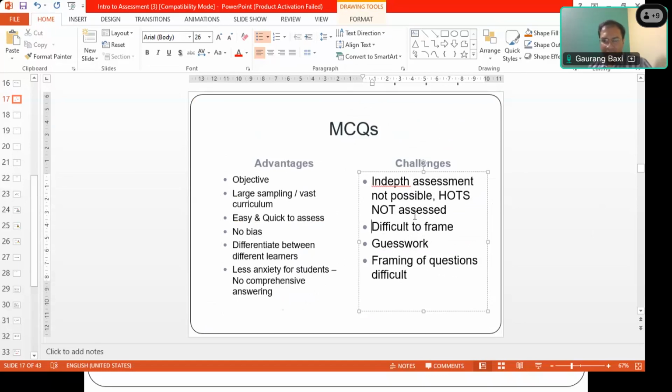So when it comes to in-depth assessment, it's not that it's not possible, it is possible, but we actually don't do it that way. It is possible to assess skills, but it all depends on how the questions are framed. And therefore training of examiners is required, which is a challenge. So training in terms of framing higher order questions is a challenge when it comes to multiple choice questions.